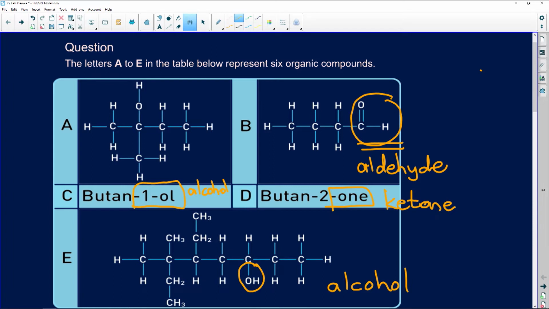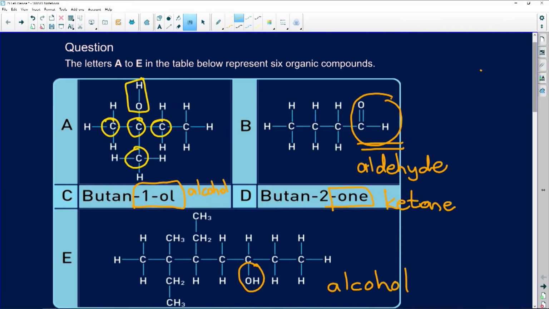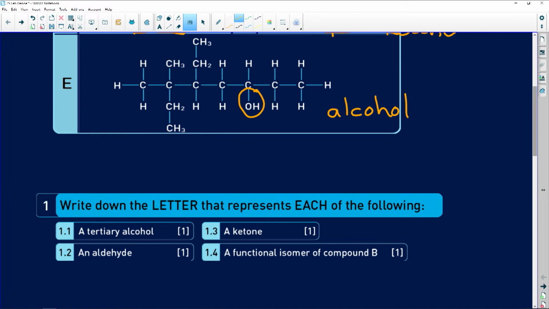All right, so if I look at this carbon here, this OH that is attached to it has got 1, 2, 3 other carbons around it. So 3, another name for 3 would be tri or tertiary. So that carbon where the OH is connected has 3 other carbons connected to the carbon with the hydroxyl group. So that is going to be my tertiary alcohol. So the first answer is going to be A. So tertiary alcohol is going to be represented by compound A.